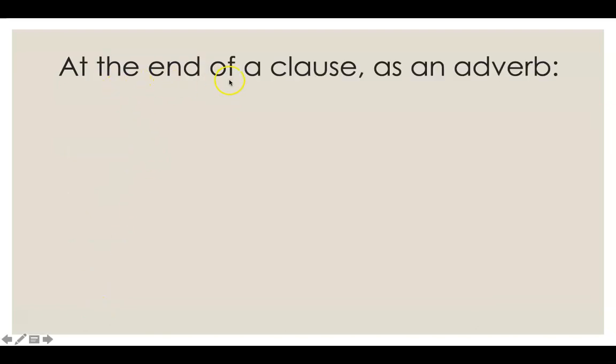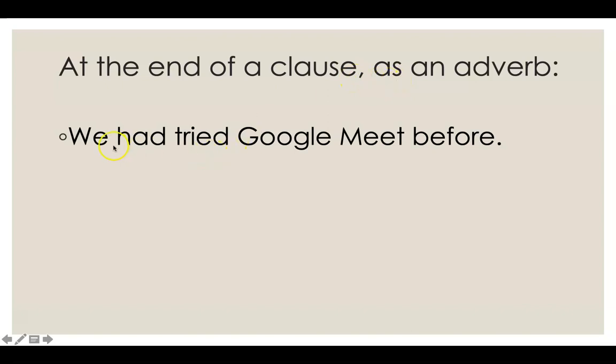Next, at the end of a clause, we can use before and after as an adverb, like this. We had tried Google Meet before. Before here is used as an adverb about time. This is another example. I've seen him before. Again, here, before is used as an adverb about time. It indicates when we have this action.